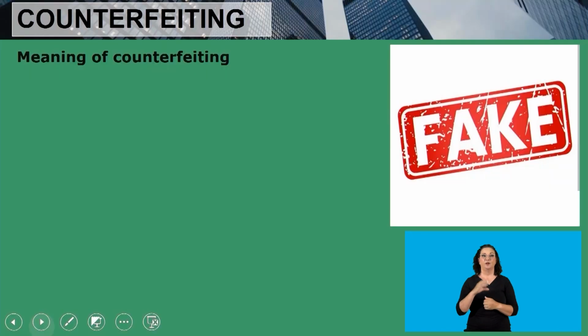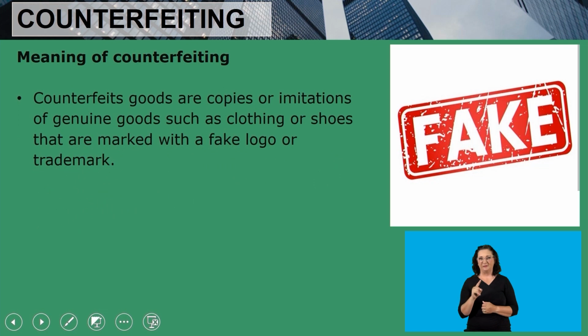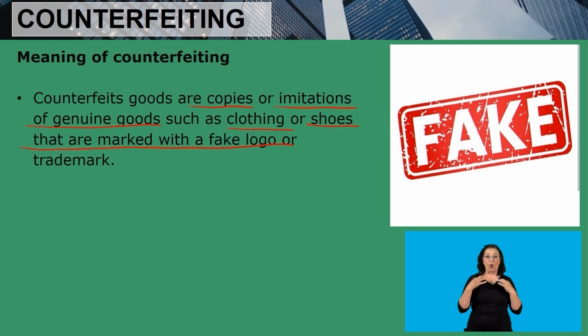Now let us continue with our third concept, which is imitations or counterfeiting and bootlegging. The meaning of counterfeiting. Counterfeit goods are copies or imitations of genuine goods such as clothing or shoes that are marked with a fake logo or trademark. So when we talk of counterfeit goods, we are referring to those imitations of original goods whereby they insert a fake logo so that those particular goods will look similar to those which are original.